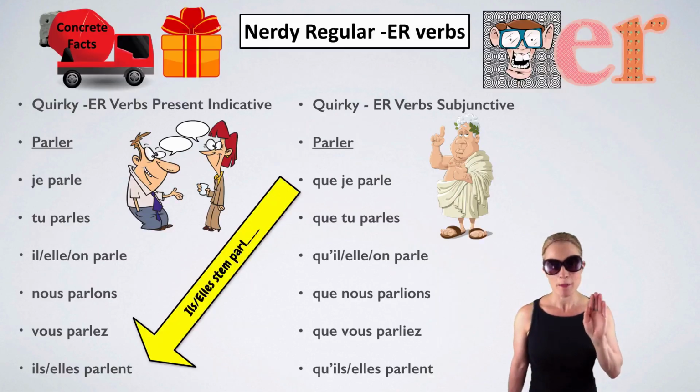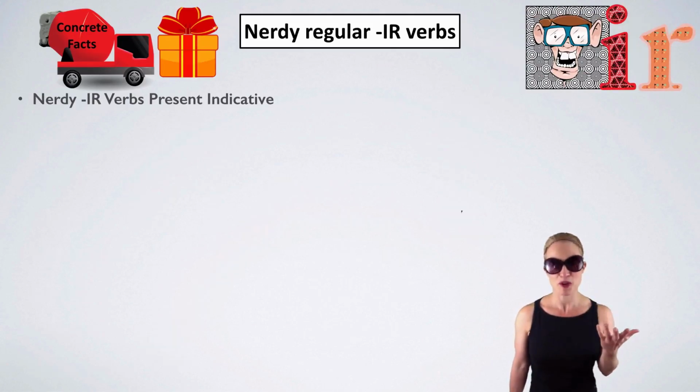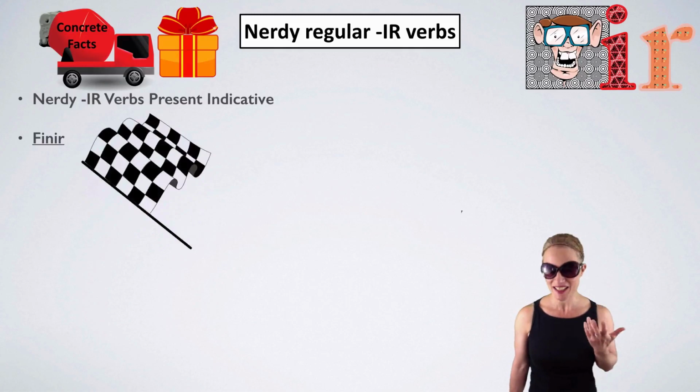Here, if we compare the indicative of parler with the subjunctive, they're actually very similar. They're the same, in fact, except for nous and vous, where we stick in an extra i. And this is good news because most verbs are ER verbs, so that's brilliant. But then, of course, we have a much smaller group of regular IR verbs. Let's look at finir in the present indicative.